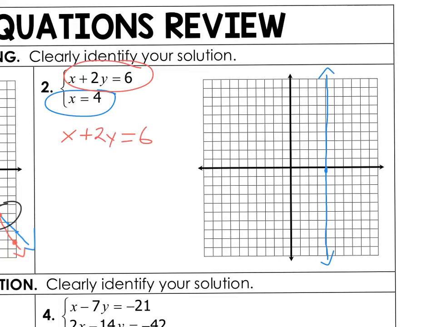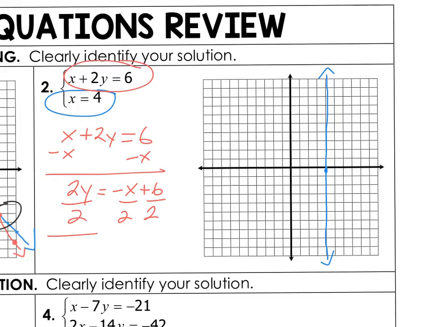which, if you recall from the last problem, is y equals mx plus b. So we'd have to solve for y, which means we need to get rid of the x first. And this would leave us with 2y equals negative x plus 6. Not done yet because y is still not by itself. We would need to divide both sides of this equation by 2. And if we do that, we get y equals negative 1/2 x plus 3.